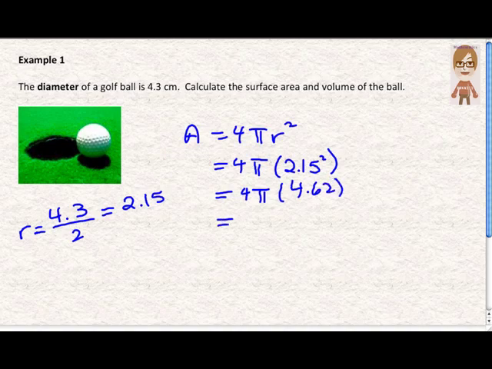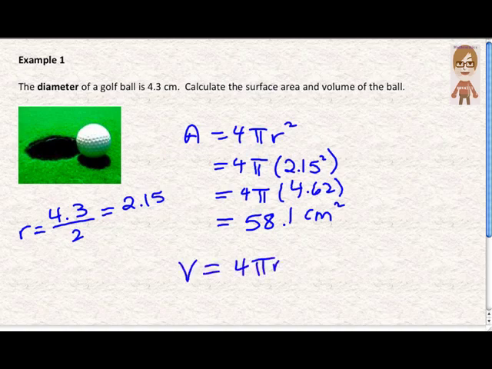And then you can just multiply all your numbers together. I always leave the pi symbol in there just to remind me that I should use my pi button on my calculator, because that way I'm going to have a more accurate answer. So 4 times my pi button times 4.62 is 58.1 centimeters squared, because it's area.